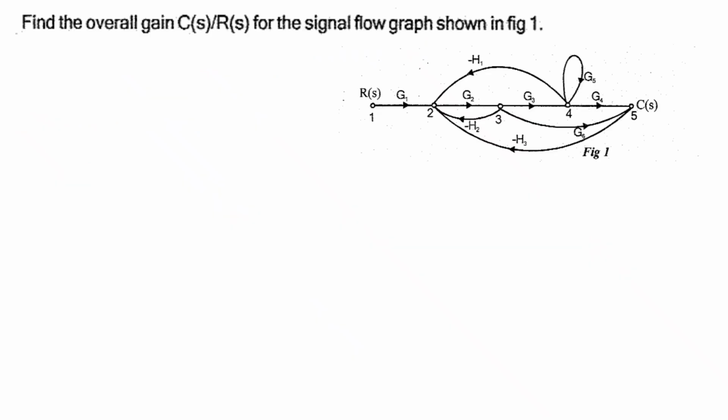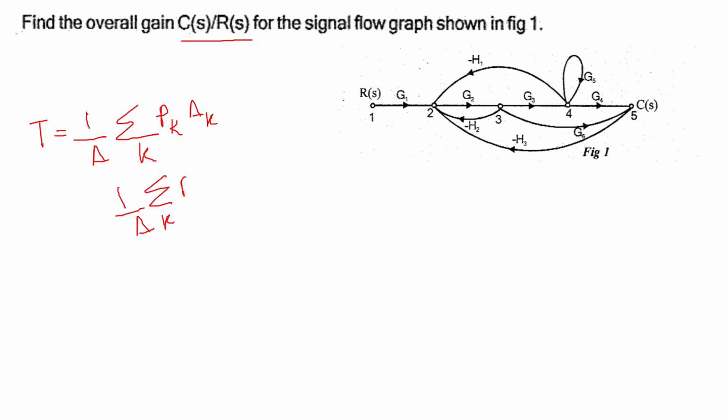Let us consider this problem. We are supposed to derive the transfer function C of s by R of s for the given signal flow graph. So you know the transfer function is represented as 1 by delta summation k Pk delta k. Sometimes in some literatures they represent it like 1 by delta Fk delta k. It depends upon the literature.